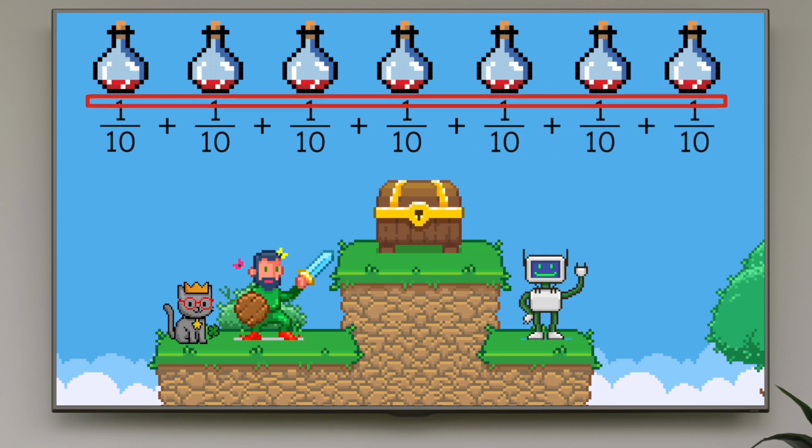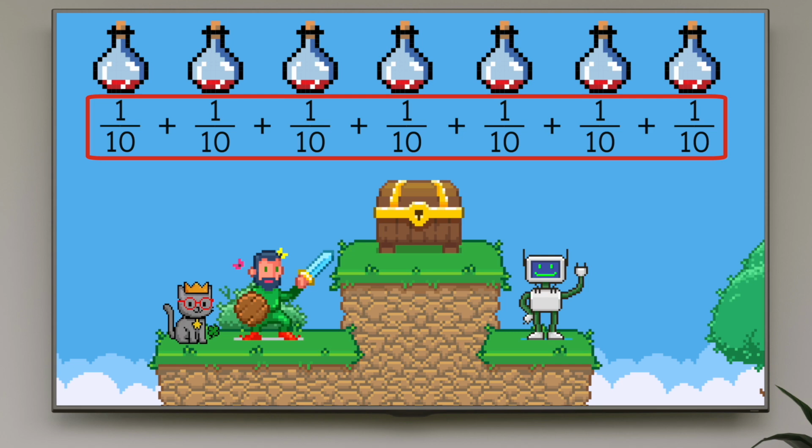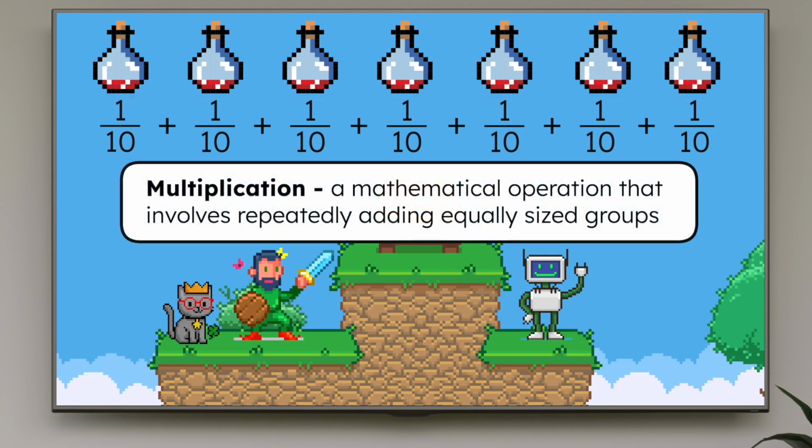Hey, does this repeated addition problem remind you of any other math operations we know? Multiplication. It's a process that involves repeatedly adding equally sized groups, just like these groups of 1/10. Multiplication can be much more efficient when we're adding the same number over and over again.